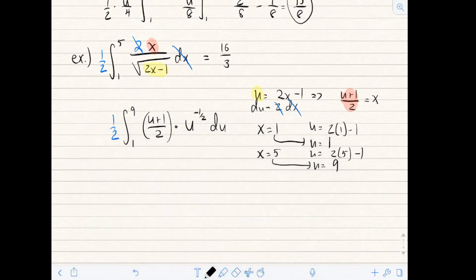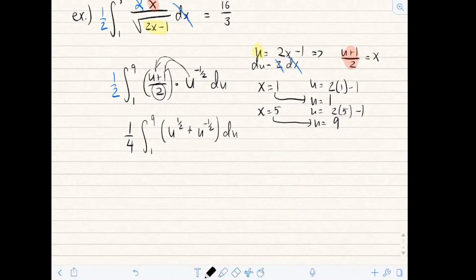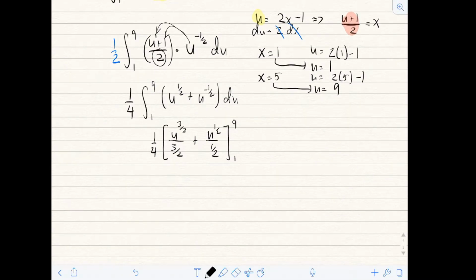Anyway, let's keep going with this. There's another 2 out there, which is also another constant. So I'm going to write that as 1/4, the integral from 1 to 9. I'm going to write this as u to the 1/2, because this is an exponent of 1. If I add it to the 1/2, that gives me 1/2 if I distribute that. And then plus u to the negative 1/2, because I'm distributing it to that 1. Therefore, du. Okay, so u to the 3/2 over 3/2. Remember there's still 1/4 on the outside. Plus u to the 1/2 over 1/2. And we're going from 1 to 9.